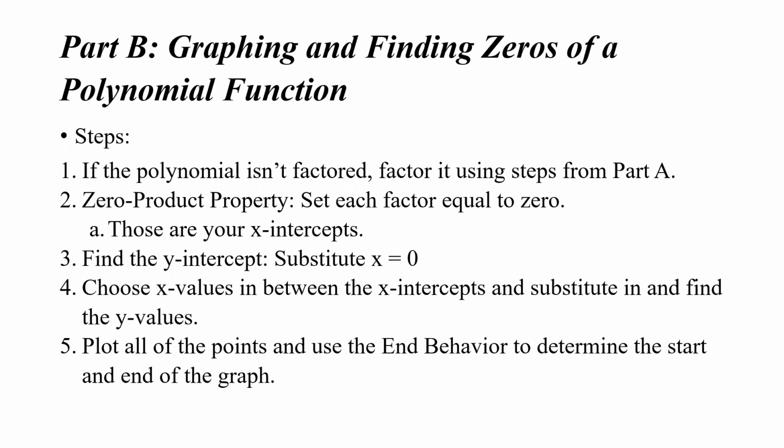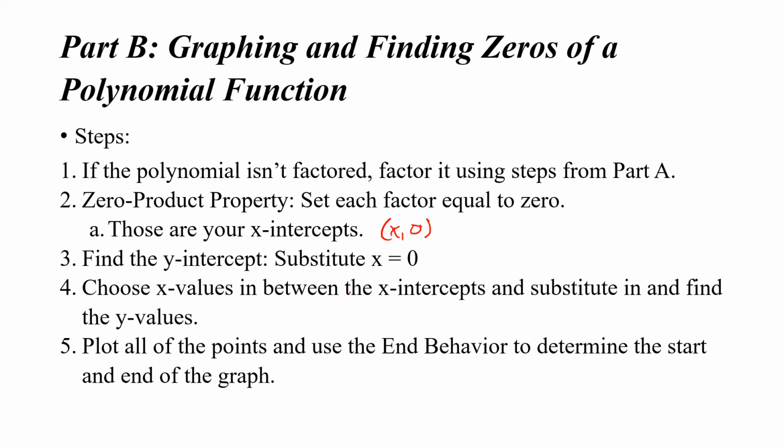Oh, wait, that's not what the zero product property is. Zero product property is telling us that if one number is 0, then it makes the whole problem 0 when multiplied. Those are your x-intercepts. So those would be our x-intercepts. That's our x comma 0. Set y equal to 0.